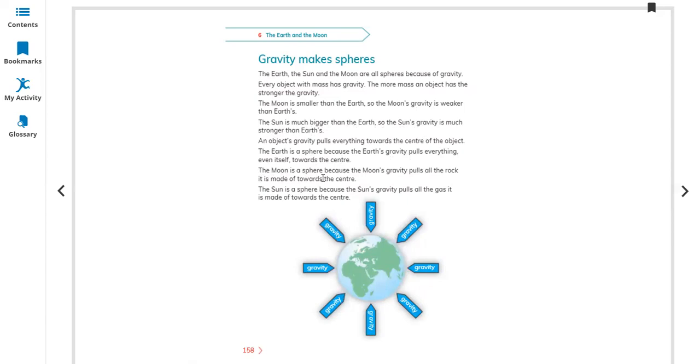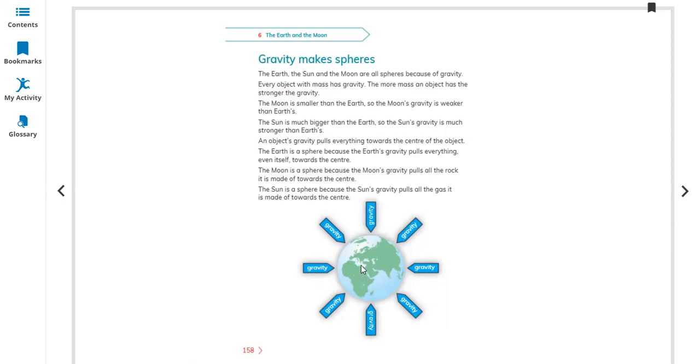The Moon is also a sphere because the Moon's gravity pulls all the rock it is made of toward the center. And what about the Sun? The Sun is a sphere because the Sun's gravity pulls all the gases it is made of toward the center. So in simple terms, the Sun, Moon, and Earth all have gravity.